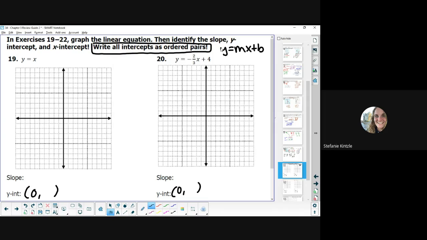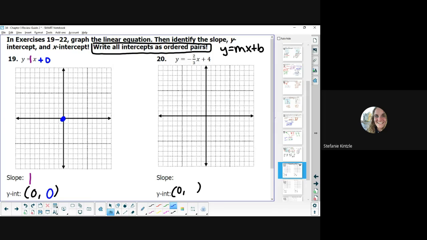So my slope is whatever is in front of the x, which in this case is 1. You don't have to write 1 over 1. I won't take points off if you do, but you can just say 1. My y-intercept is whatever you're adding. What am I adding right here? Exactly, I'm not adding anything, so 0. My y-intercept is at (0, 0). So let's make a point there.